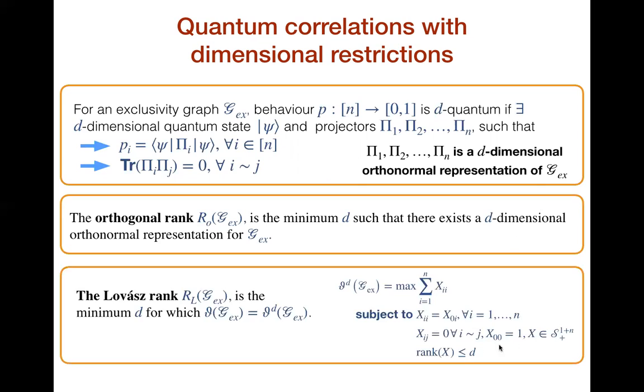Then we put restrictions on this Lovász theta SDP. We have the same set of constraints, except that we put an additional rank constraint here: rank of X is at most d. And we call this program a restricted Lovász theta program of dimension d. Then we have this Lovász rank, denoted by RL, and it is the minimum d for which the Lovász theta is equal to the rank-restricted Lovász theta for rank d.